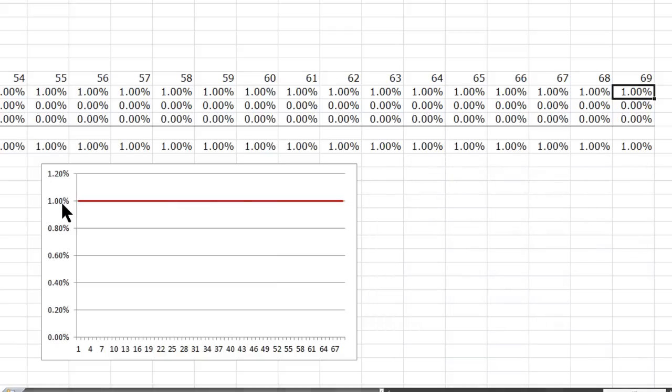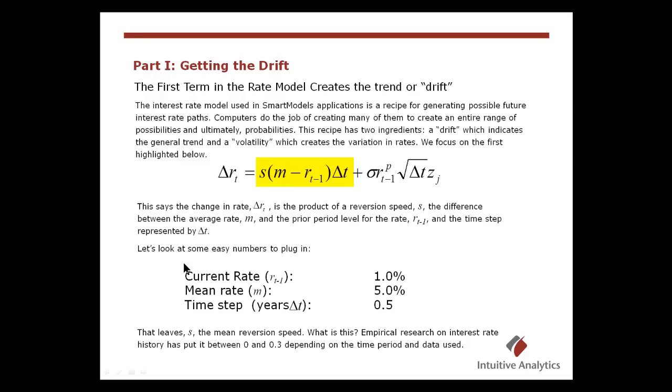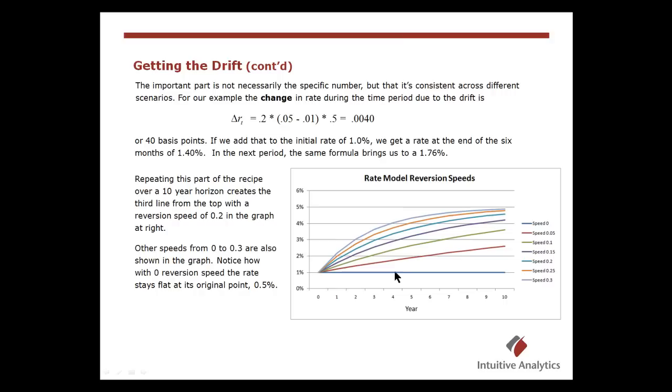And we can see that in the presentation that we have here. Mean reversion starting at 0, this is our blue line, and as we increase that speed all the way up to 0.3, you see that we're getting faster and faster towards our 5% mean over time. So depending upon the purpose of your analysis, you may want to change that mean reversion speed to get you more in line with what the expectations are for the market.